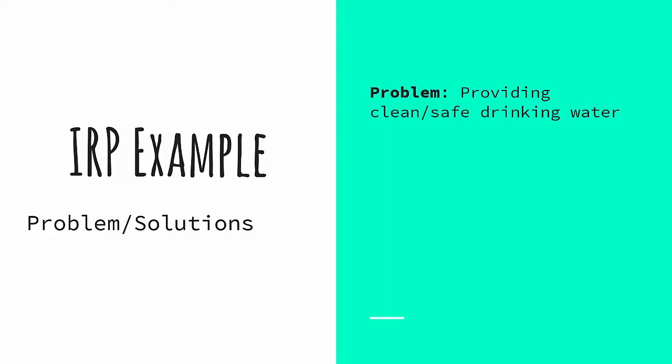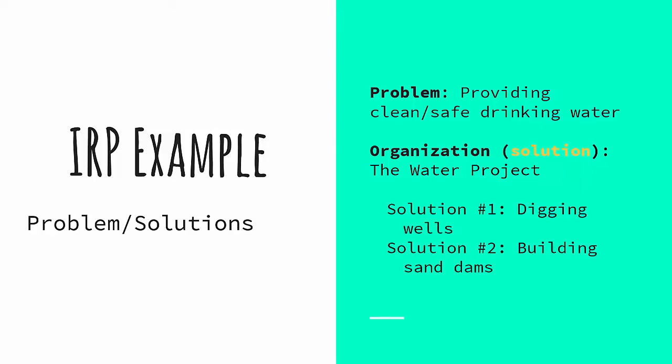So we had a student choose the problem of providing clean and safe drinking water for people in developing countries. After looking around at different organizations trying to solve this problem, he decided to pick a nonprofit organization called the Water Project, which is working directly to provide people with safe drinking water. After reviewing the website of the Water Project, he was able to find 2 solutions being used by the organization to solve this problem, and they are digging wells to provide access to clean underground drinking water, and building sand dams to try and purify rainwater. After deciding on all of this information, he's going to begin research on how effective these solutions are, as well as to see if there are any other better solutions to this problem.